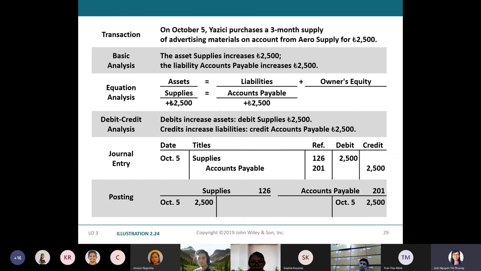So you don't put prepaid supplies. We don't have prepaid supplies, okay? Supplies is an asset. The term 3 months there just means that this amount of supply can be used for 3 months, all right? So don't be confused with the prepaid just now, all right?